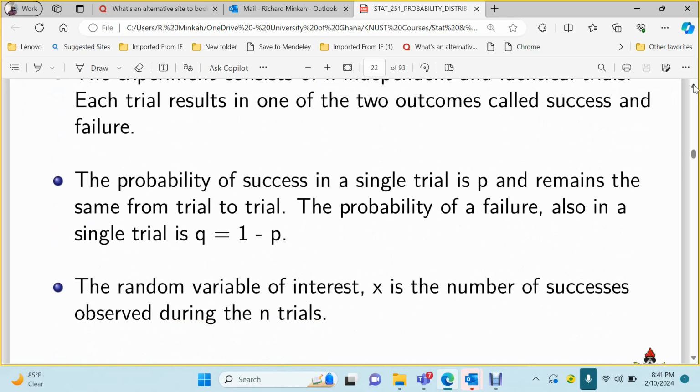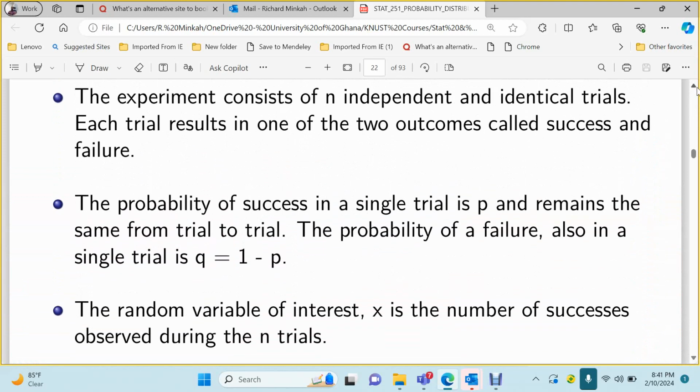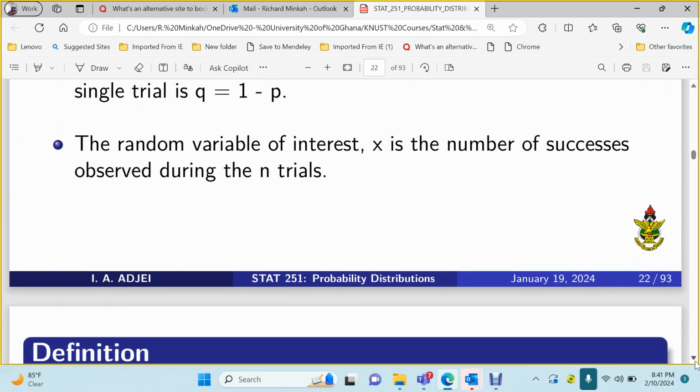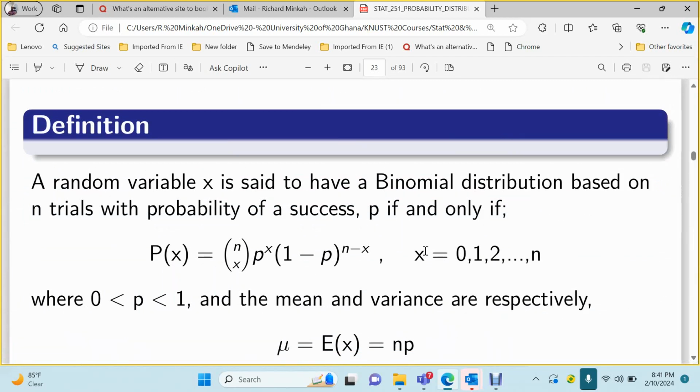Okay. Now the random variable of interest is the number of successes observed during the N trials. That's why I was saying that if I'm interested in getting a head, then out of the 10 times there's a possibility that I get no head, I get 1 head, 2 heads, up to 10 heads. If a random variable has these properties, we can term the distribution a binomial distribution.